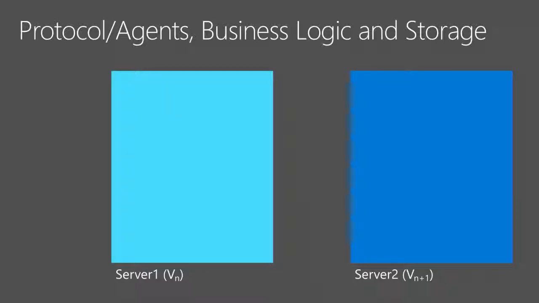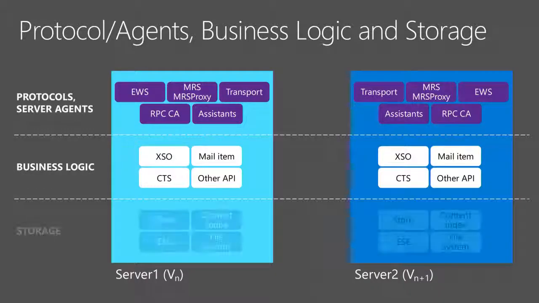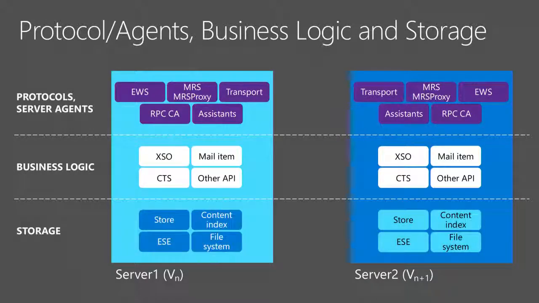So historically, if you think about Exchange, you can break down its different elements into 3 layers or 3 stacks. You've got your protocols and your server agents up at the top. You've got your middle tier business logic in the middle. And then you've got the storage with the indexing and the extensible storage engine and so forth at the bottom. Now, historically, before Exchange 2013, in Exchange 2010, we allowed, say, for instance, a component that's in the protocol layer to actually cross layer boundaries and talk directly to the storage layer on another server.